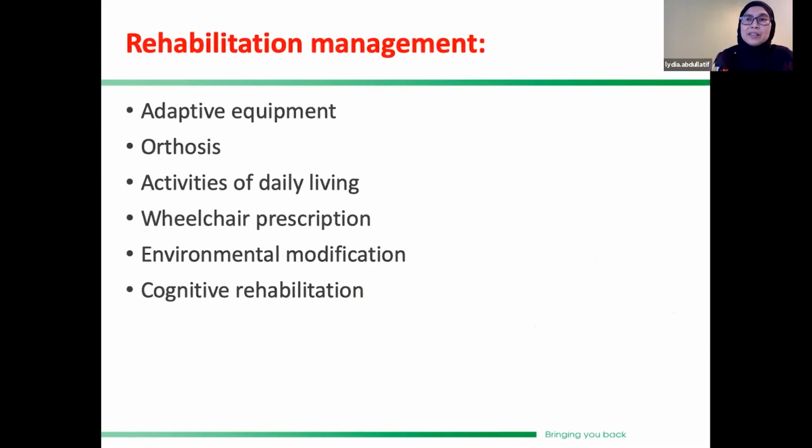Okay, in rehabilitation management also, we are involved in prescribing adaptive equipment to help patient. We prescribe orthosis. We assess their activities of daily living. We look into their wheelchair prescription. Yeah, we also go to the extent of looking at their environmental modification to ensure universal access when they reach that stage, and provide cognitive rehabilitation. I will illustrate this with all as we go through the slides.